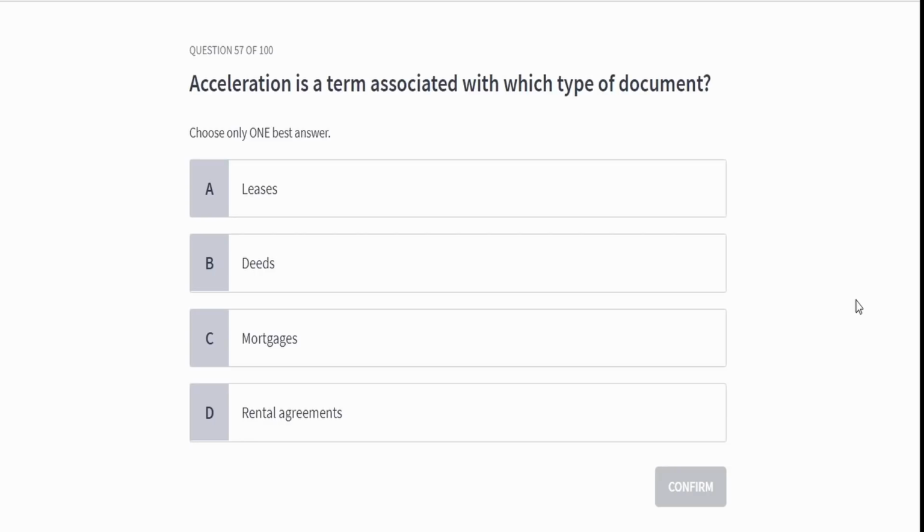Alrighty, so 57. Acceleration is a term associated with which type of document? It gives us 4 options: A, leases, B, deeds, C, mortgages, or D, rental agreements. So here's some time for you guys to reread it and come up with your answer, starting now.